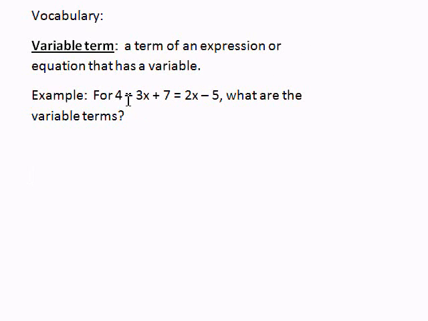So again, our variable terms are negative 3x and 2x. Notice I call that a negative 3x because outside of the calculator world we can consider subtraction a negative sign, but as far as the calculator is concerned they're totally different. So again, it's negative 3x and positive 2x.